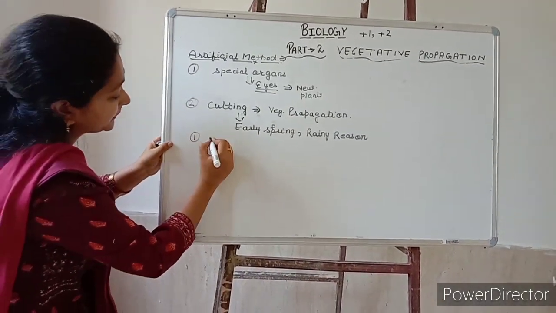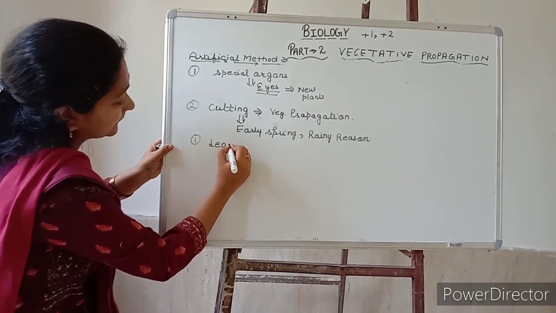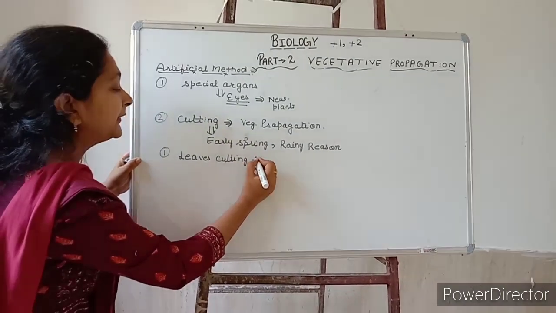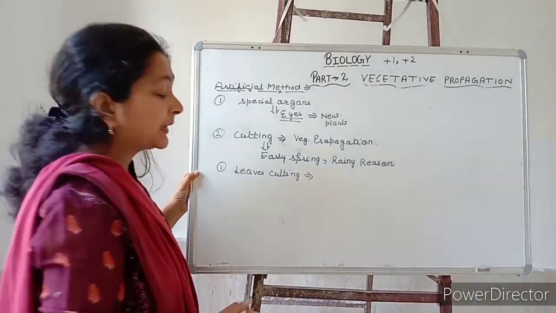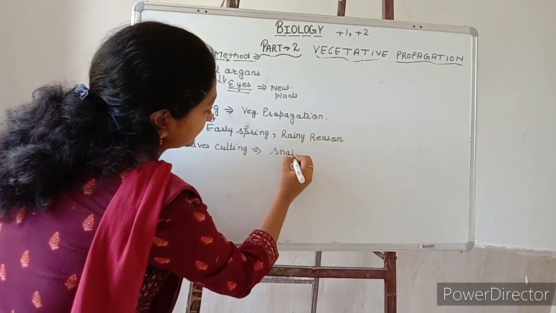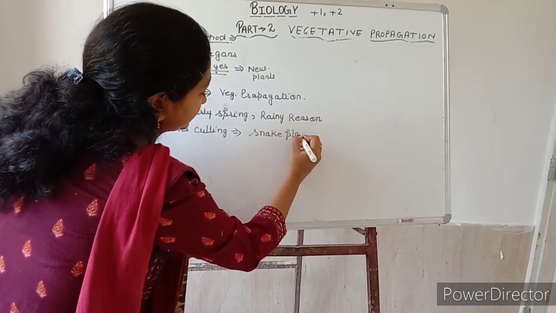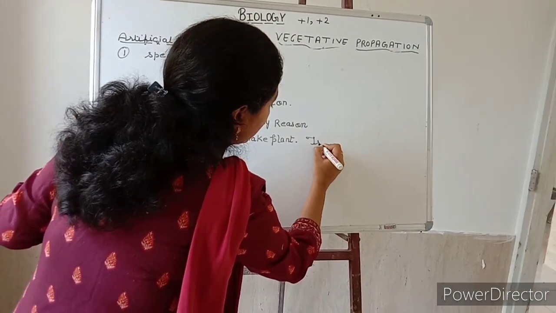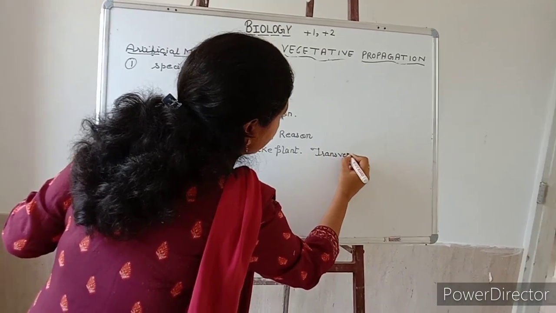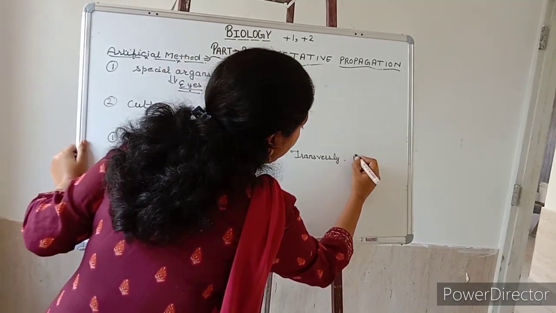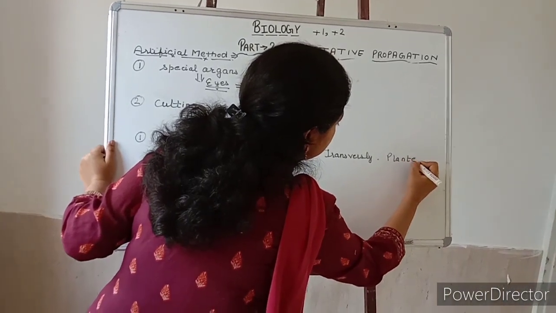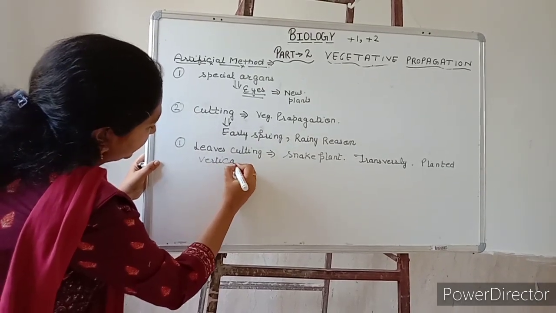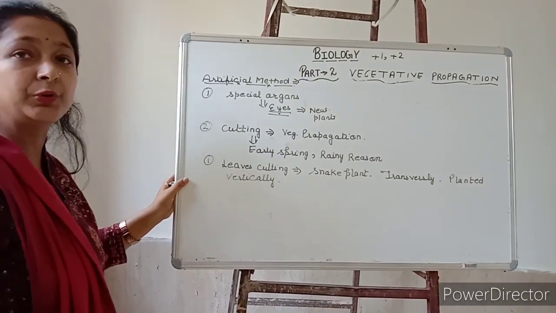First are leaf cuttings. Leaf cuttings are performed in snake plant. In snake plant, leaves are cut transversely and planted vertically, and they will grow into a new plant.